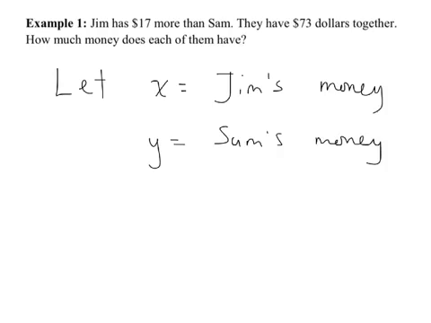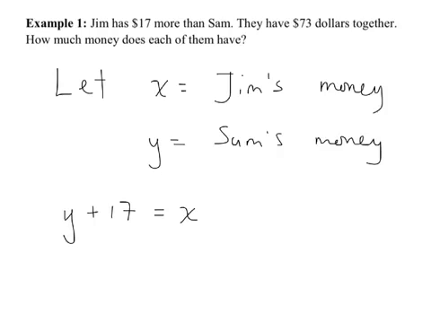Let's take the first statement and dissect it. Jim has $17 more than Sam. So if Sam has $30, how much does Jim have? 47, right? 30 plus 17. So it's always going to be 17 more. So how do I write that as an equation? 17 more. Y plus 17 equals X. Good. So Sam's money, Y, plus an additional $17 will equal Jim's money.